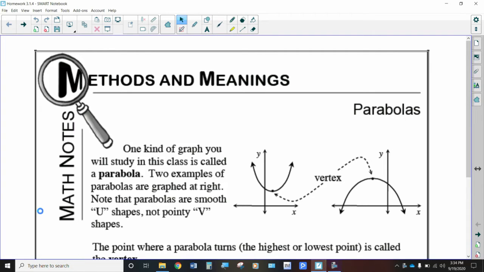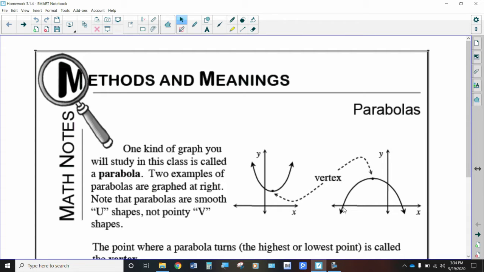Alrighty, let's take a look at the homework for lesson 3.1.4. Our M&Ms describe a parabola, which you may recall from our lesson earlier in the year called Algebra Walk, where most of the graphs that we worked with were straight lines, but there was one that was more of a U-shape. That U-shape is called a parabola, and this does happen in real life situations.